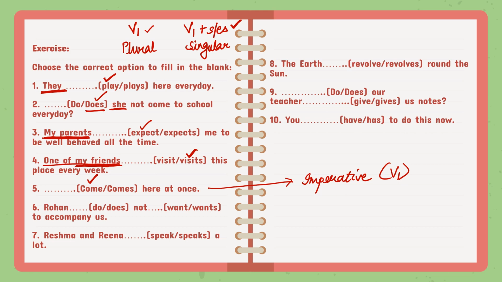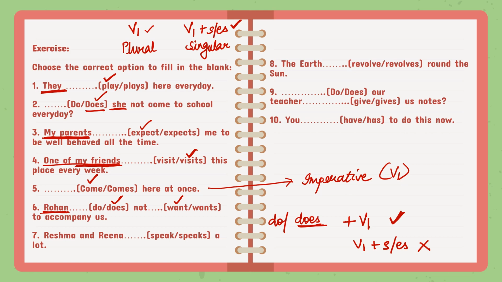Next is Rohan dash not dash to accompany us. Rohan is again singular subject. With singular subject we use does as helping verb. So answer will be does. Rohan does not. As I told you, after do and does we only use first form of verb. We never use V1 plus S or ES form of verb. We only use first form of verb. So our answer over here will be want. Rohan does not want to accompany us.